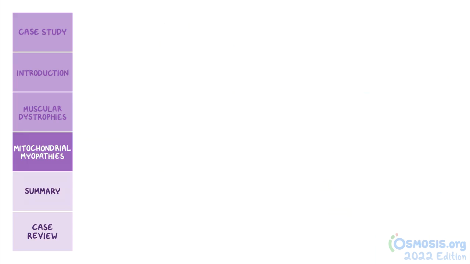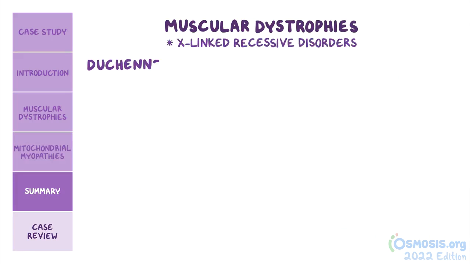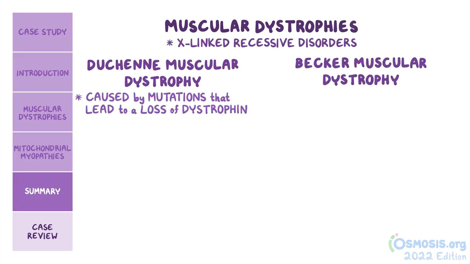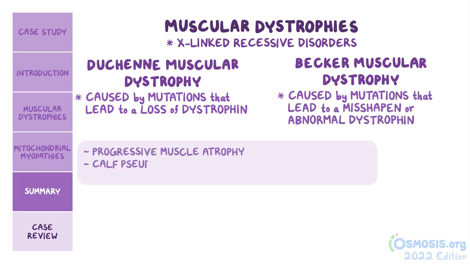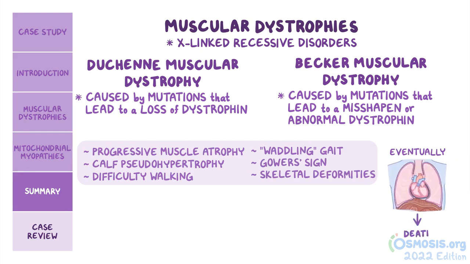Alright, as a quick recap. Muscular dystrophies include the X-linked recessive disorders Duchenne muscular dystrophy, which is caused by mutations that lead to a loss of dystrophin, and Becker muscular dystrophy, which is caused by mutations that lead to a misshapen or abnormal dystrophin. Individuals present with progressive muscle atrophy, calf pseudohypertrophy, difficulty walking, waddling gait, Gowers' sign, and skeletal deformities. Eventually, respiratory muscles and the heart become affected, leading to death.